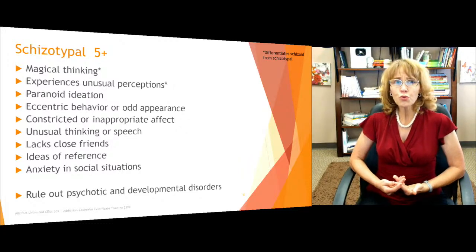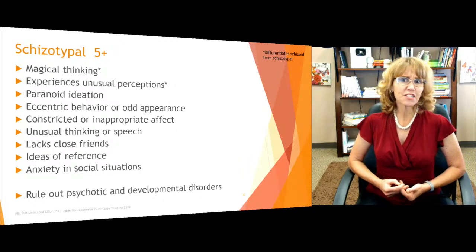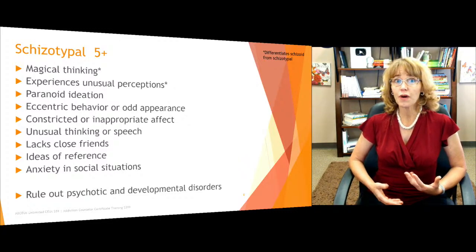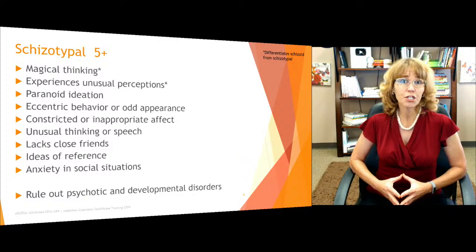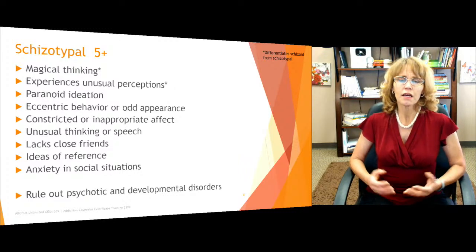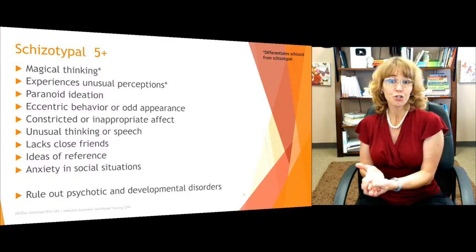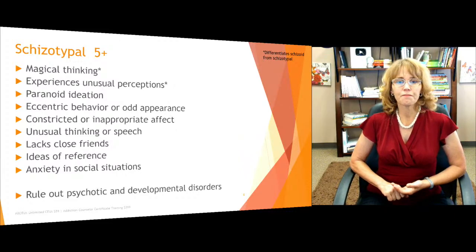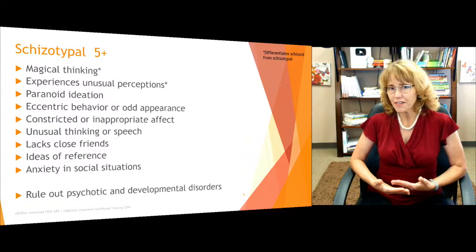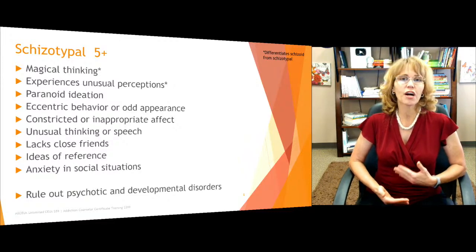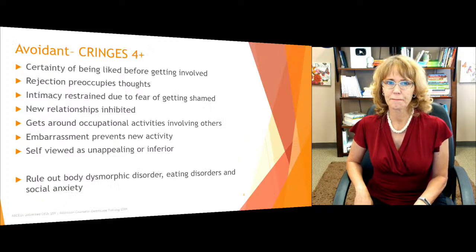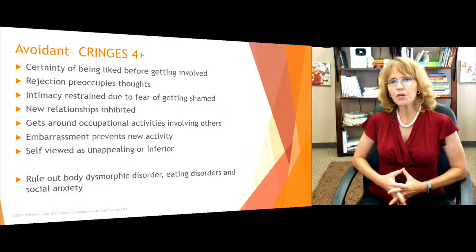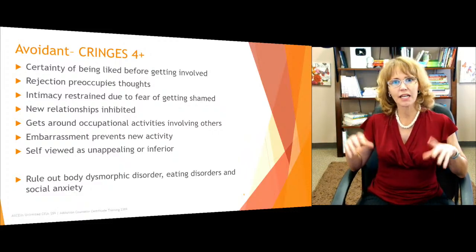You also want to rule out the effects of substances. For example, LSD. People who have used LSD may have ongoing perceptual disturbances, so they may experience unusual perceptions, maybe even paranoid ideation. They often will not meet all 5 criteria. Avoidant personality disorder. This person is characterized by the mnemonic CRINGES.